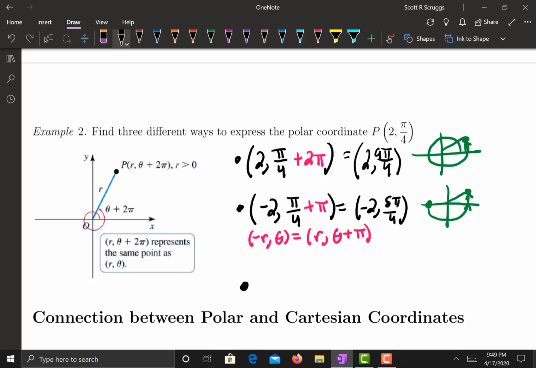And then the other way that I can get to this is, what if I rotated clockwise? Well, because our original coordinate was pi over 4, let's look at what it would look like if I wanted to rotate clockwise. The way I would do that is subtract by 2 pi. So I get pi over 4 minus 8 pi over 4. So I get negative 7 pi over 4.